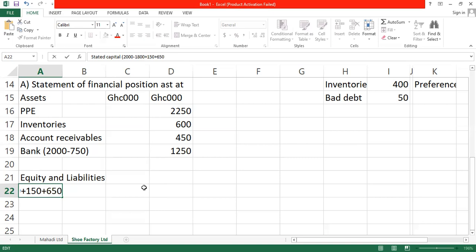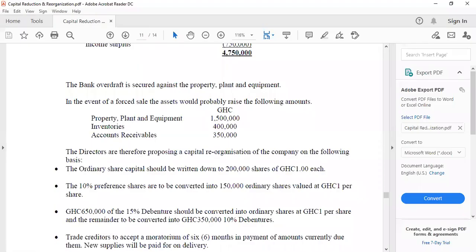Let's move on. So if you are going to the debenture side, which is liability, our debenture will now be 10% debenture at 350, isn't it? All right, let's move on.